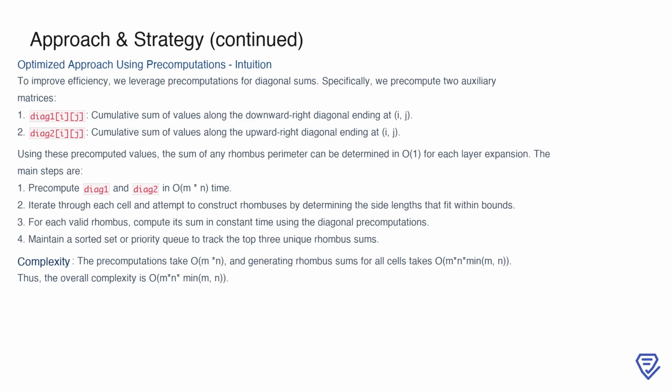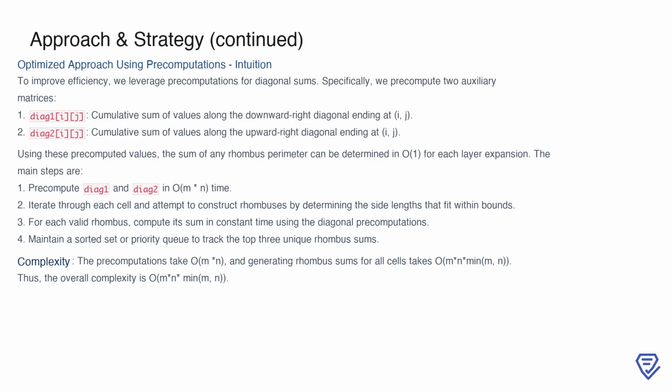The process begins by constructing diagram 1 and diagram 2 in O(m*n) time. With these matrices ready, we iterate through each cell in the grid, attempting to construct rhombuses by determining which side lengths fit within the grid boundaries. For every valid rhombus, its sum can be calculated with a few simple arithmetic operations using the pre-computed diagonal values. To track the three largest unique sums efficiently, we can use a sorted set or a priority queue.